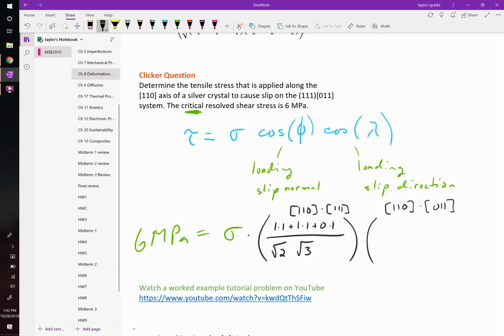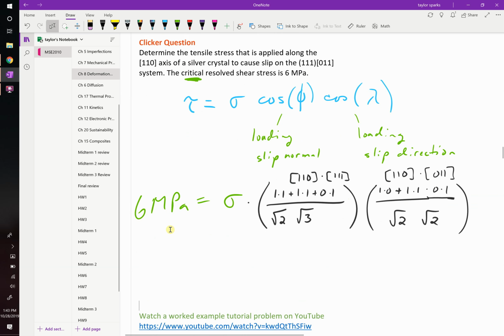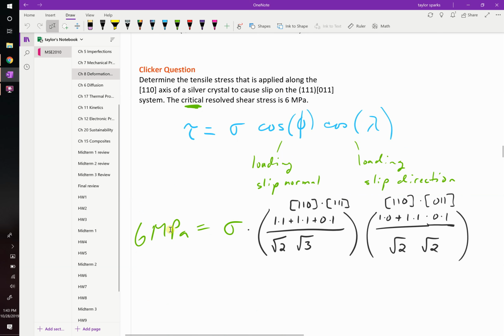We're going to multiply that by the new dot product: 1 times 0 plus 1 times 1 plus 0 times 1. Divide that by the length of those vectors, which is the square root of 2 and the square root of 2. Again, if this is not familiar, come and visit me or the TAs and we'll do a primer on it. I'm going quickly through it here. These just equal numbers, so go ahead and plug those in and tell me what the stress is that will cause this crystal to slip along that slip system.